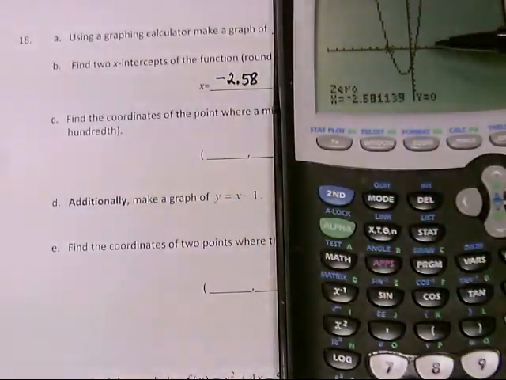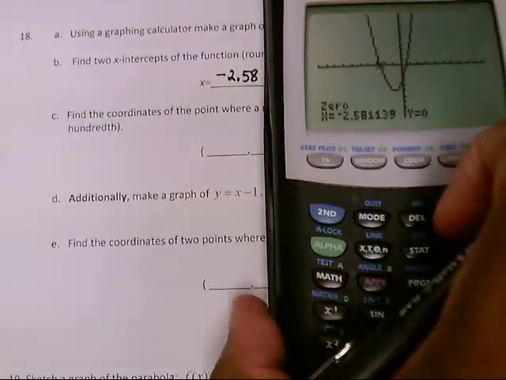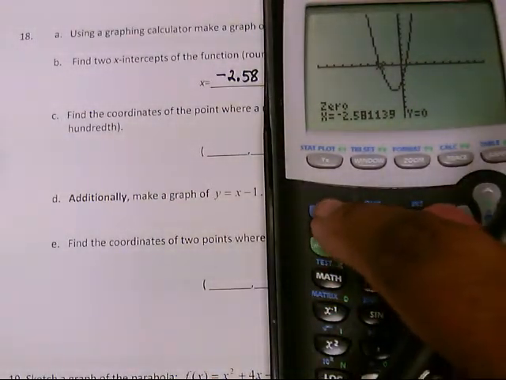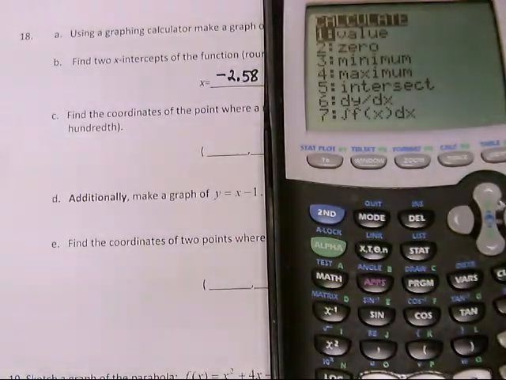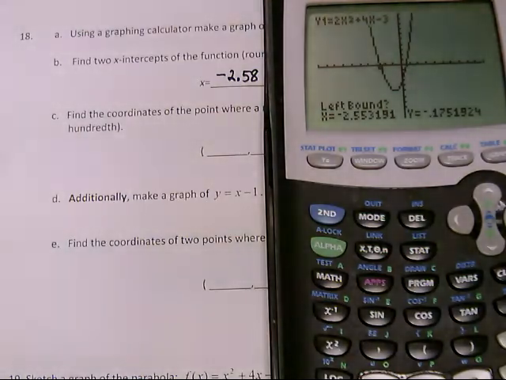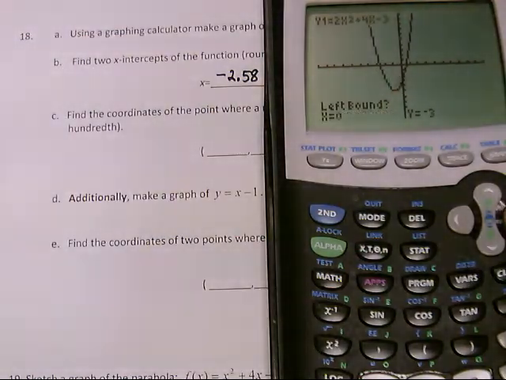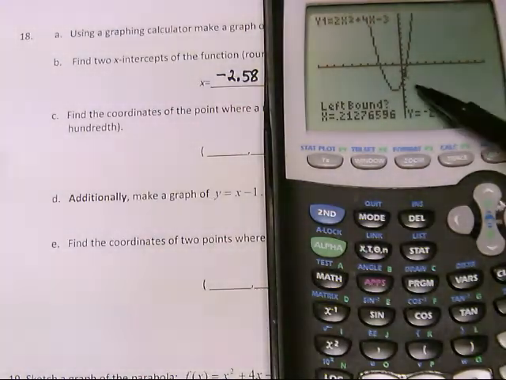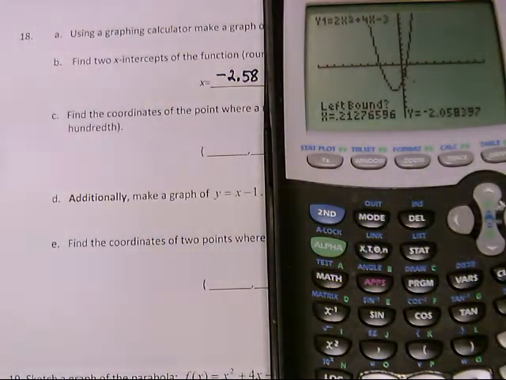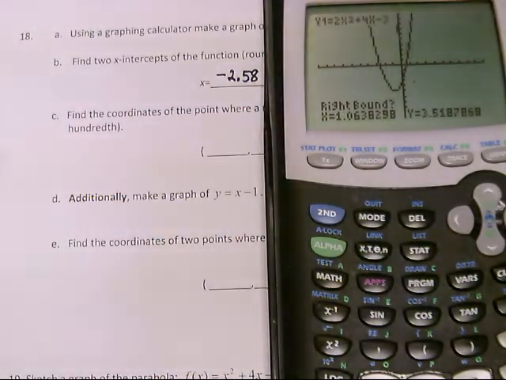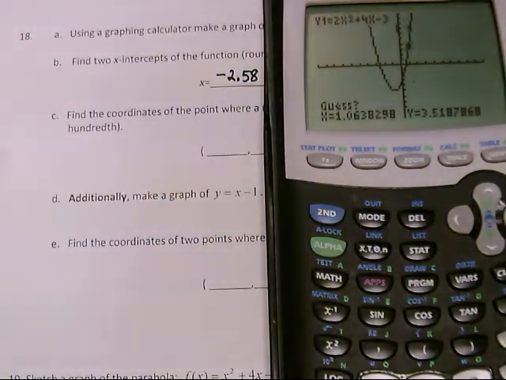Now for the other x-intercept, which is on the right-hand side, we'll do the same thing. Do second and trace for the calculate menu and select number 2 for the 0. Now this time for the left bound, since we're finding this x-intercept here, we're going to put the cursor below that second x-intercept, because this goes from left to right. So the cursor will be below that second x-intercept for your left bound, and then for the right bound, we're going to put the cursor above it, and then press enter.